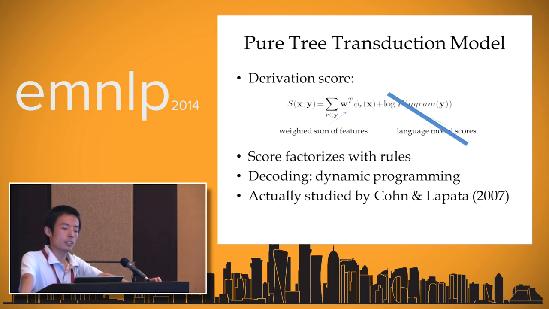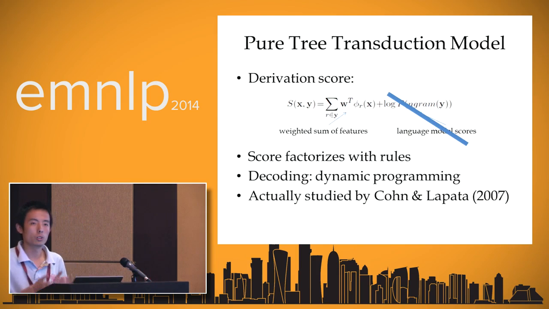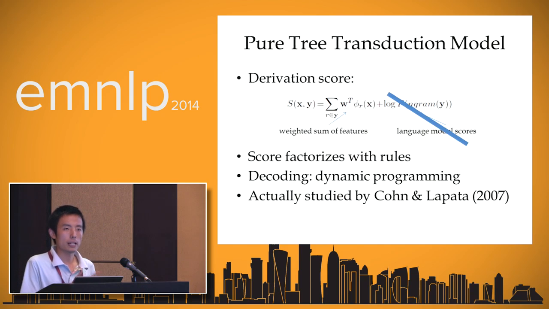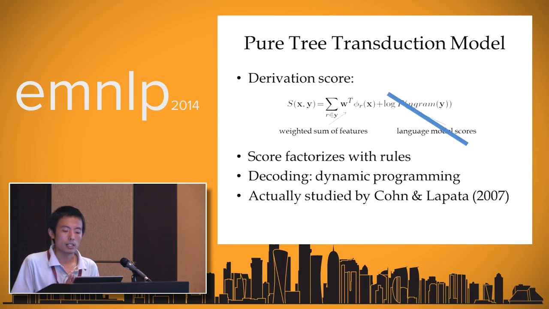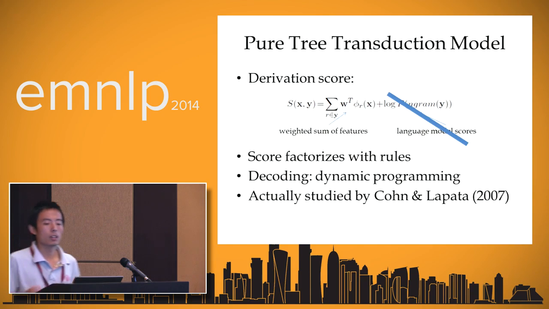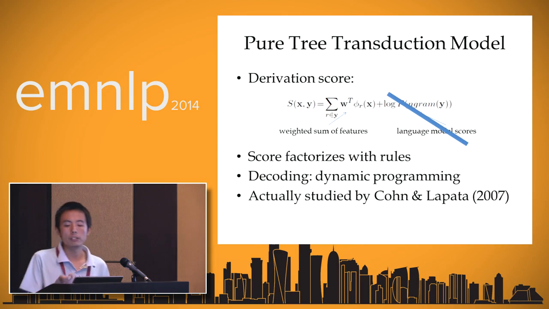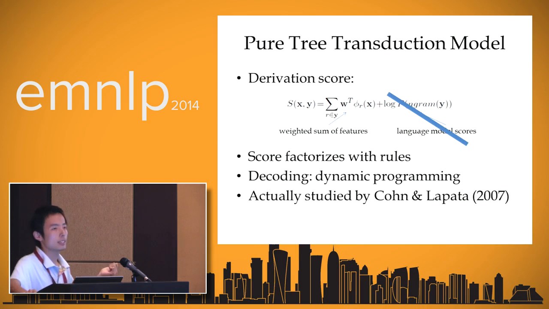So this part can factorize over rules, just like when you do parsing. So you can efficiently use dynamic programming to do the decoding. And for details of how to use dynamic programming to do the decoding, you can refer to the paper of Cohn and Lapata 2007. And this is the first part.